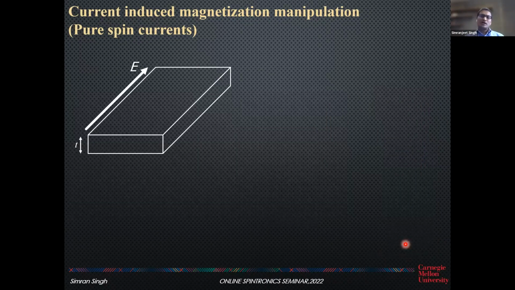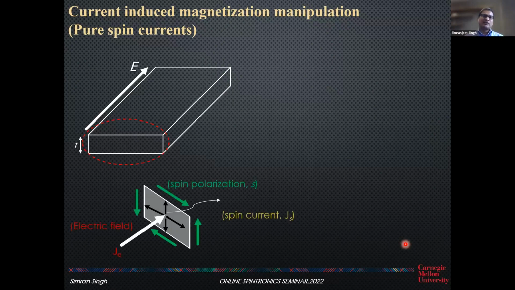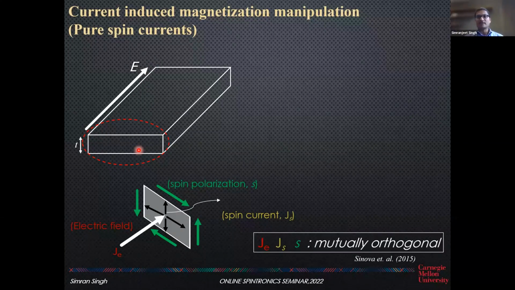Now, if you go into a bit more detail about the spin Hall effect, and I'm looking at a thin film of, say, platinum or tungsten, then what you have is some thickness. If I apply an in-plane electric field or charge current to the system, and look at the cross section schematically, then the theory of the spin Hall effect tells you that the applied electric field or charge current, the spin current flowing, and the spin polarization are mutually orthogonal to each other. So these quantities are mutually orthogonal to each other.